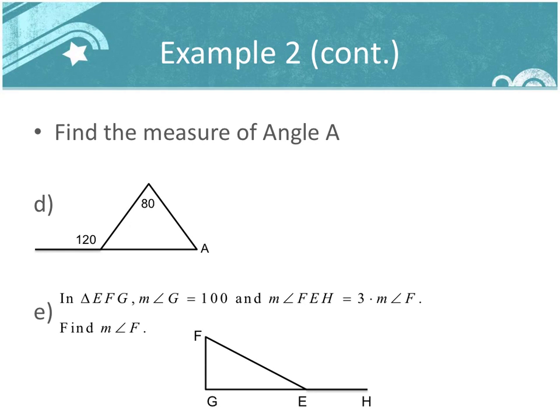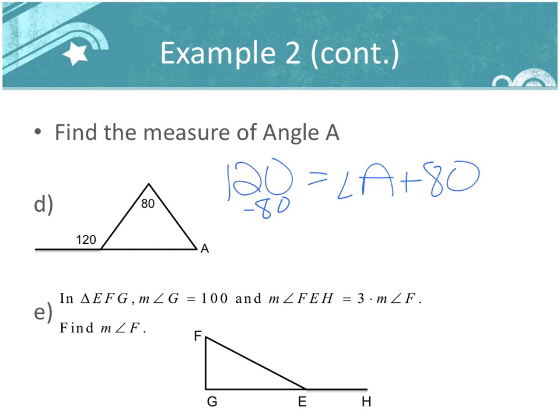Okay, find the measure of angle A. Now what kind of angle is that? What is 120 called? It's an exterior angle. What's true about the exterior angle? It equals the sum of the non-adjacent or remote interior angles, right? So 120 equals the sum of what two angles? Angle A and 80 degrees, which gives you that 120 minus the 80 gives you angle A.